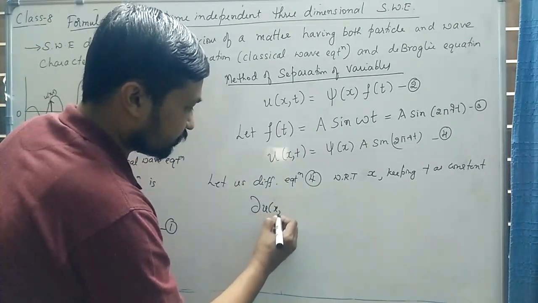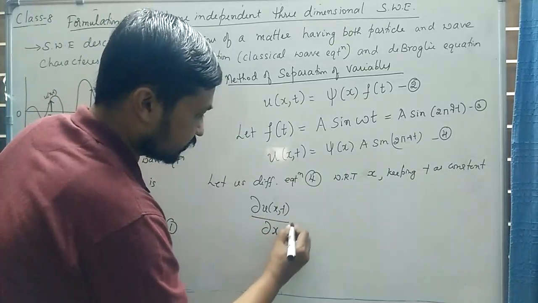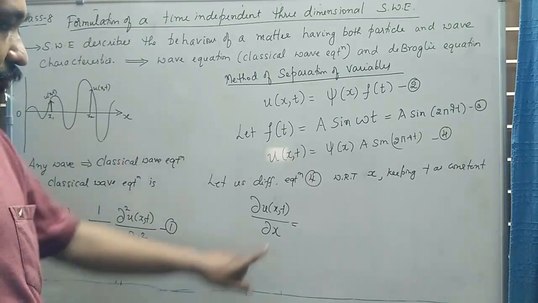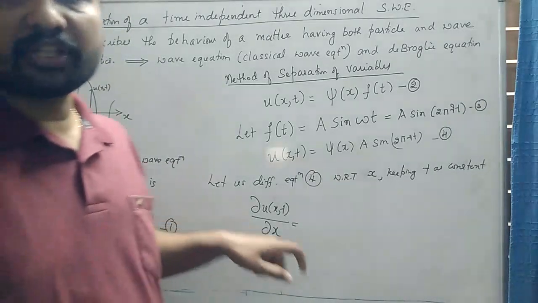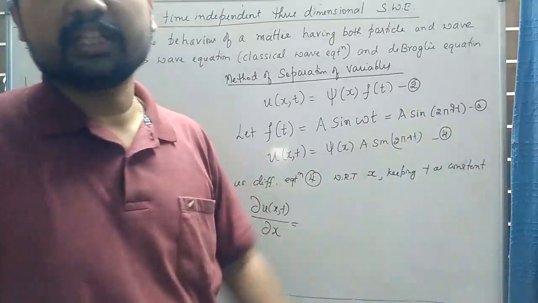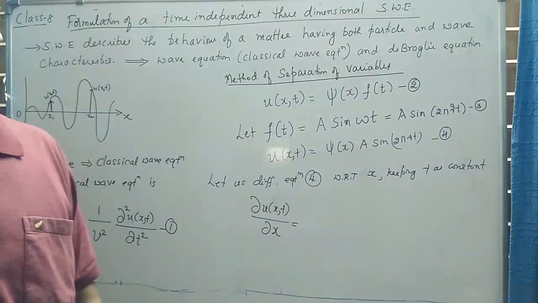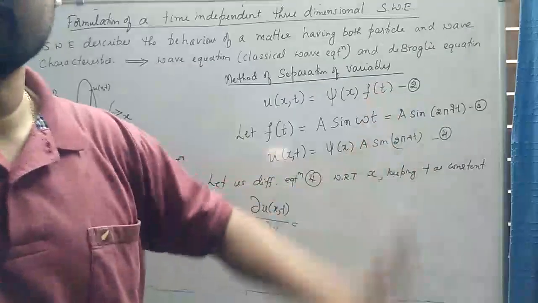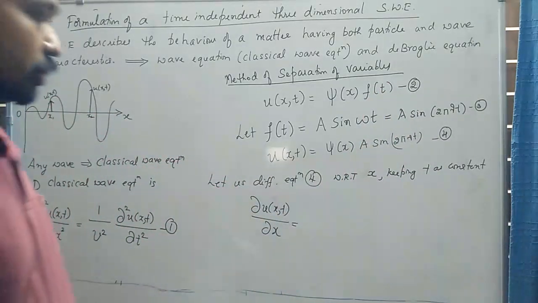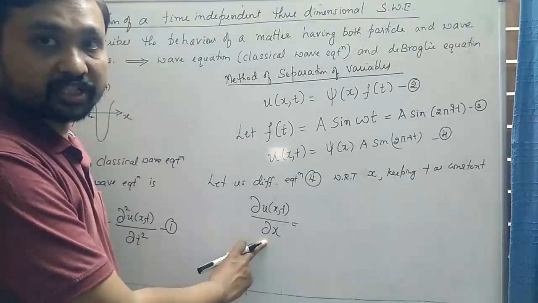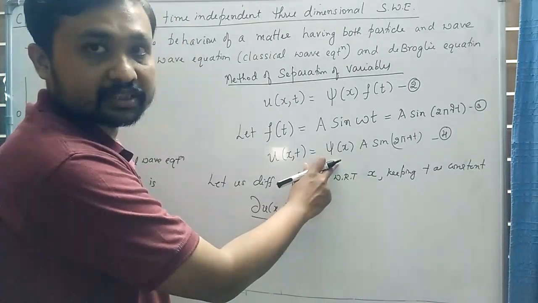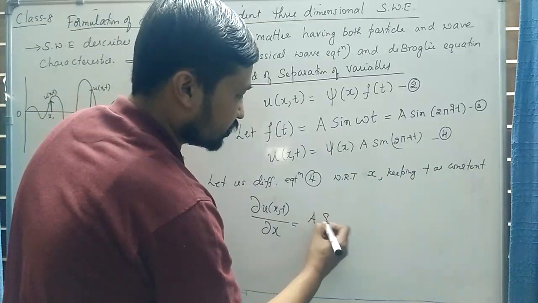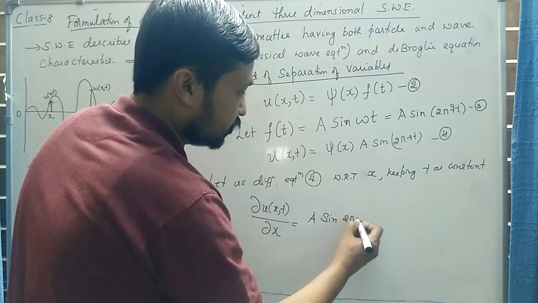So ∂u/∂x is equal to, now when we are applying the rule of partial differentiation, remember we are differentiating with respect to x. So all the terms containing t should be treated as constant. Similarly, when we are differentiating with respect to t, all the terms containing x should be considered as constant. So let us first differentiate with respect to x. This is considered a variable, these are constants. So it is a sine 2πνt.